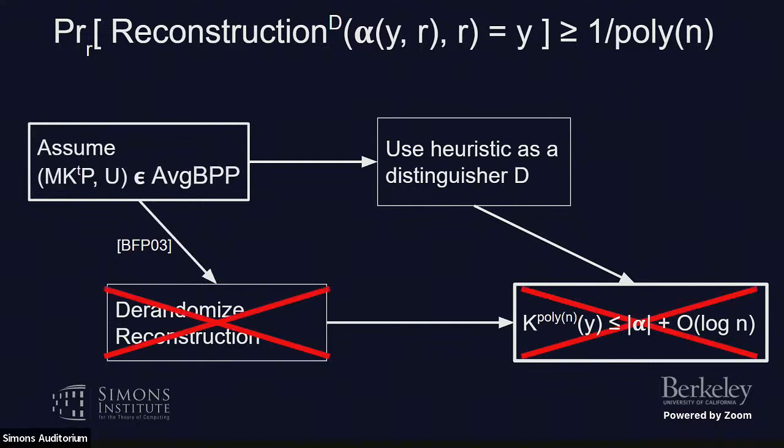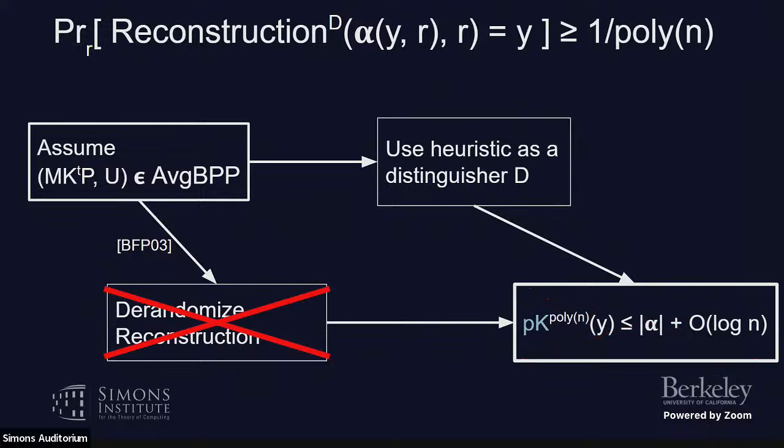Okay, but of course this doesn't work anymore under our weaker assumption. We don't have derandomization. The randomness R is long. Alpha depends on the randomness, so it certainly doesn't seem like there's any K-poly compression happening for Y.